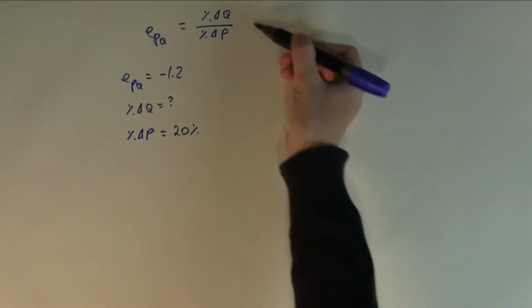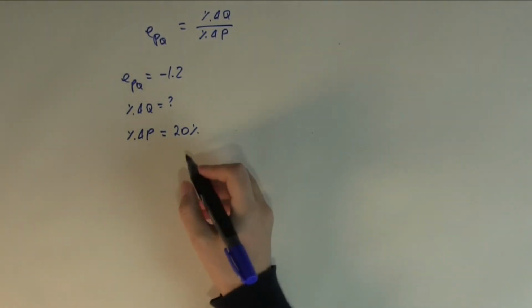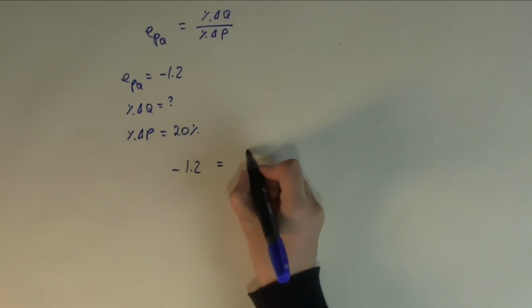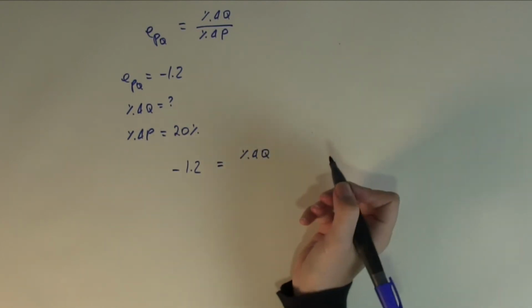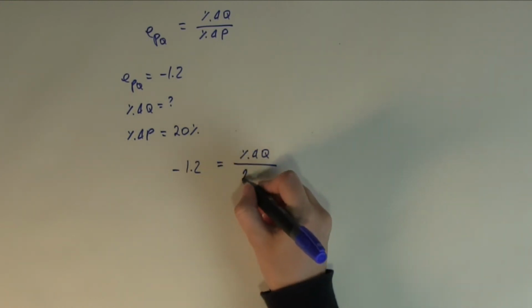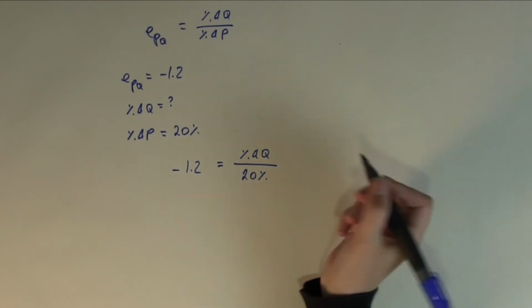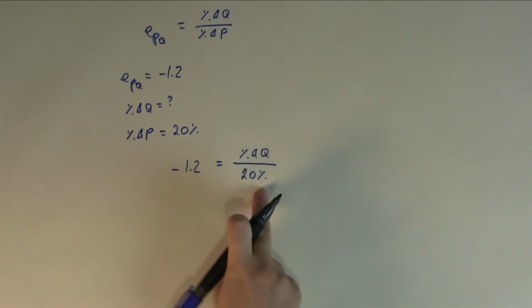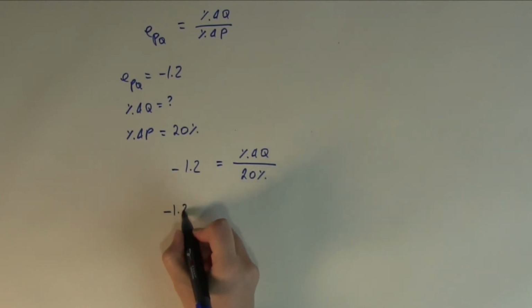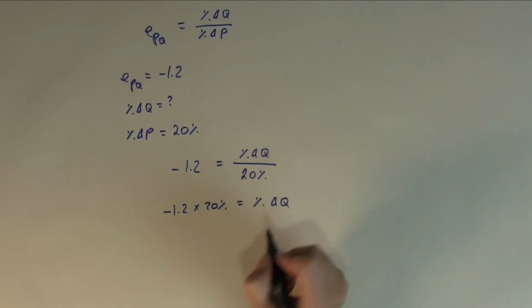Looking at this formula, let's put in the exact numbers and see how we can deal with that calculation. So own price elasticity is -1.2. That has to be equal to the percentage change in quantity, which we don't know but want to be able to calculate, divided by the percentage change in price, which is 20%. Well, that's a relatively simple formula. All we need to do now is multiply up by the 20% both sides, and we'll be able to calculate the percentage change in quantity. So -1.2 times 20% will be equal to the percentage change in quantity.